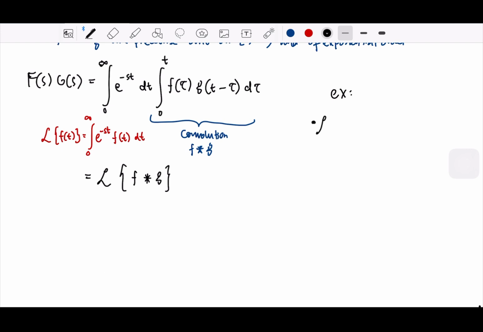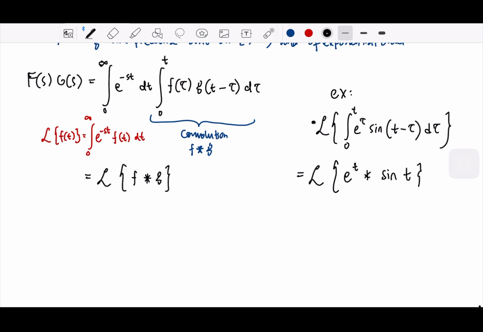Example, let's say we have Laplace of the integration from 0 to t, e with power of tau, sine of t minus tau, d tau. Okay. Now this is pretty much the same structure. We have e and we have sine, so two different functions. So f is the e, and then g will be the sine. So we know that this will be e convoluted with the sine. Okay. So we could write down this as Laplace of that, and then we could take the Laplace of each function and multiply.